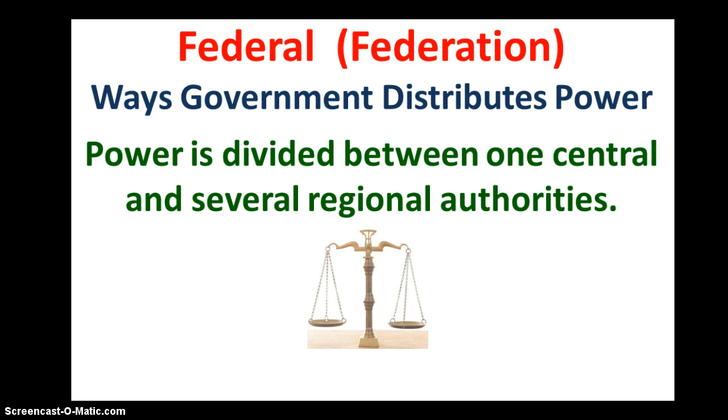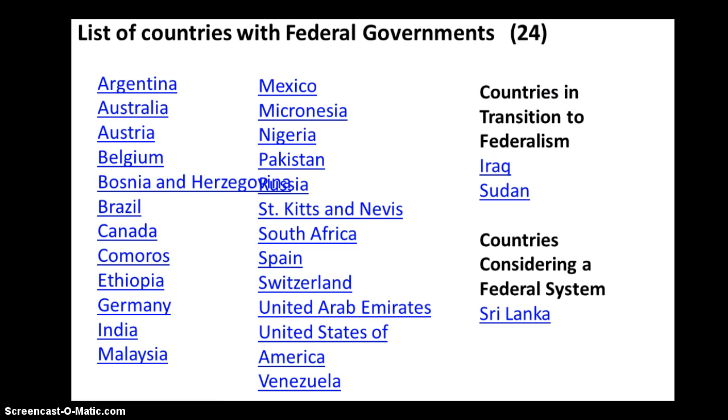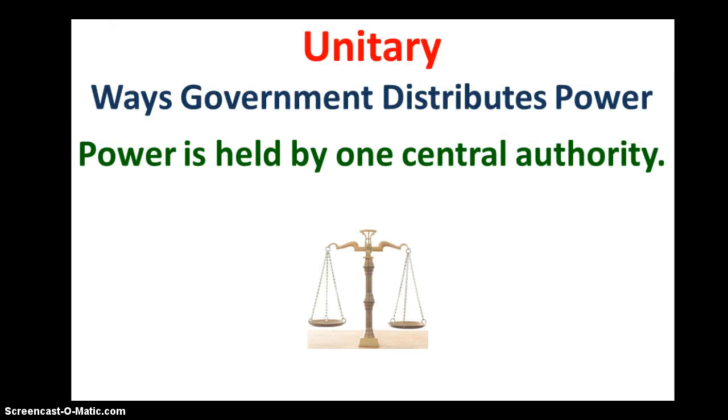Federal or a federation is the way that governments distribute power where power is divided between one central and several regional authorities. And here we have a graphic organizer that sort of explains that, which helps you understand it. And then, as you know, a list of countries that have a federation.